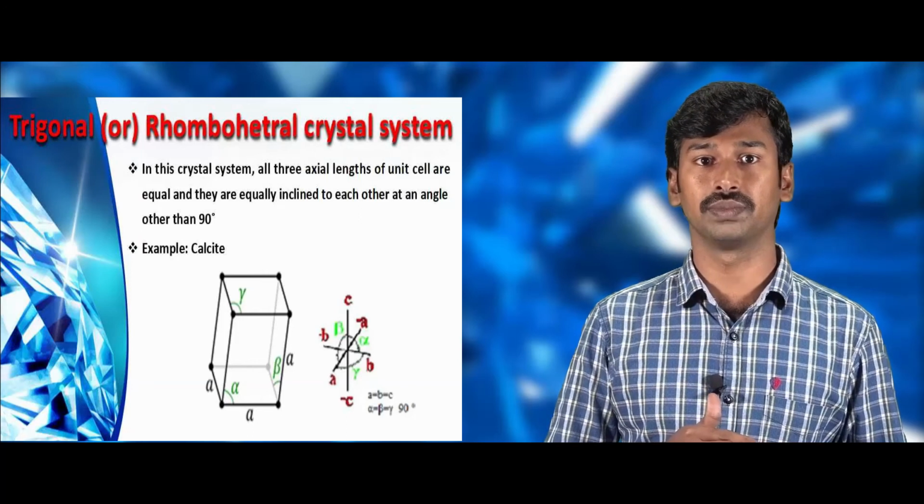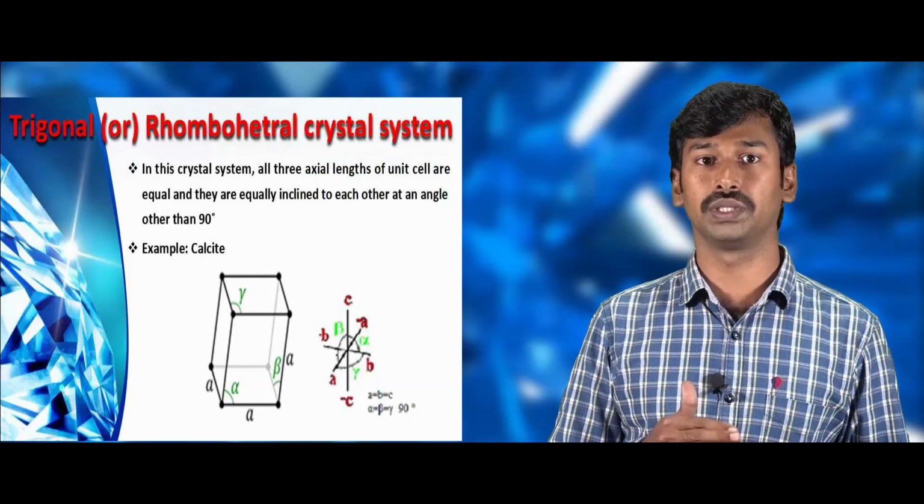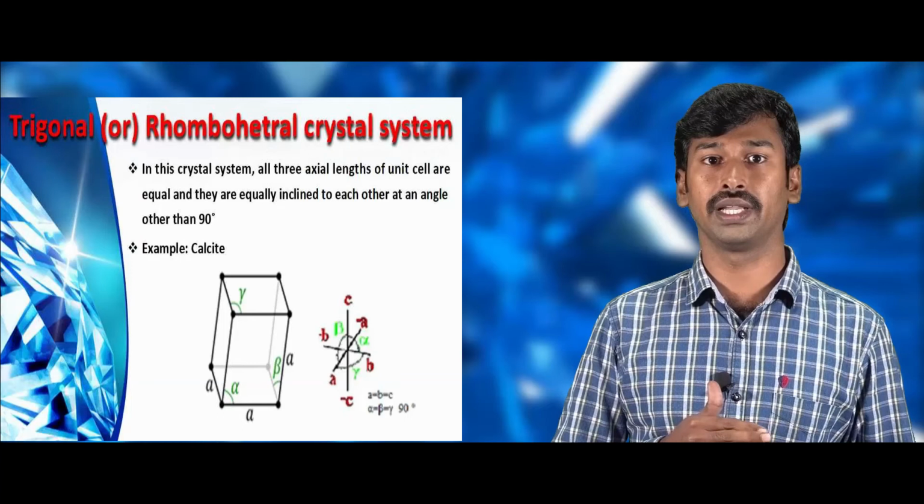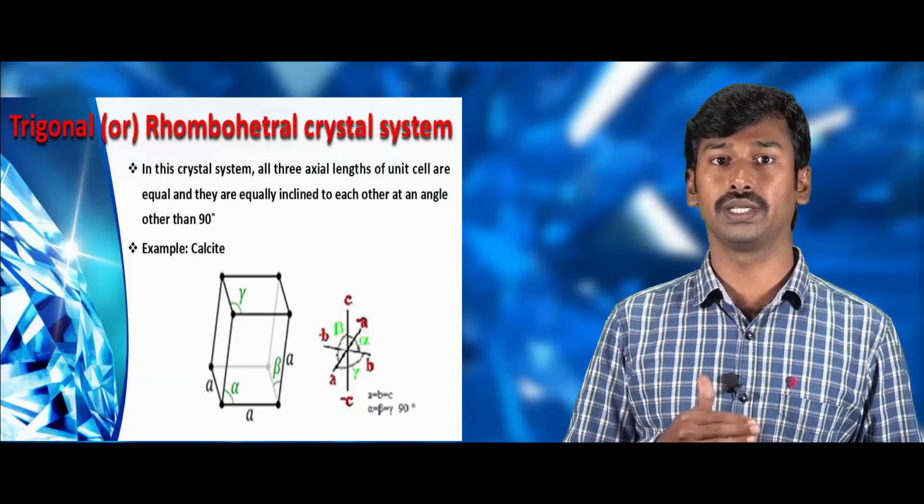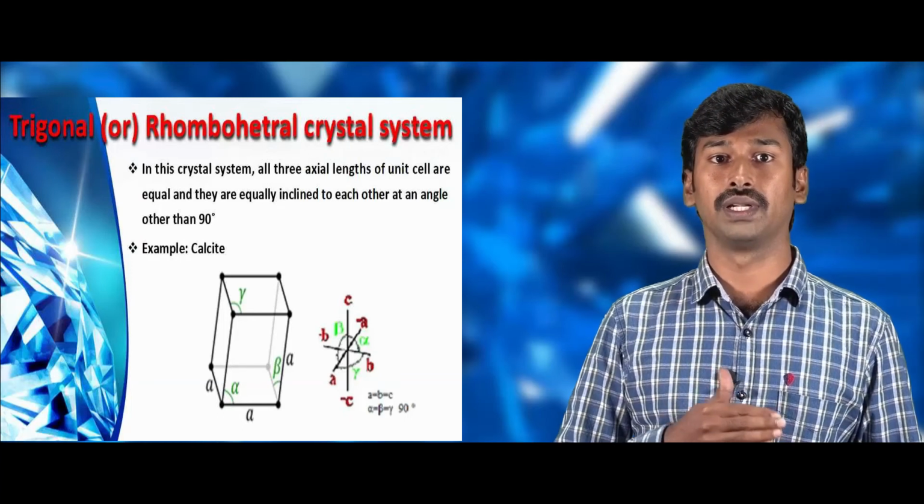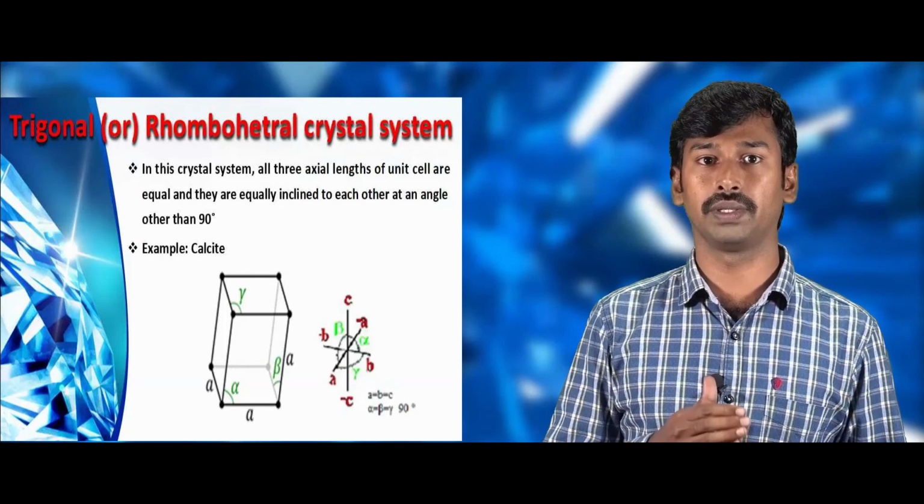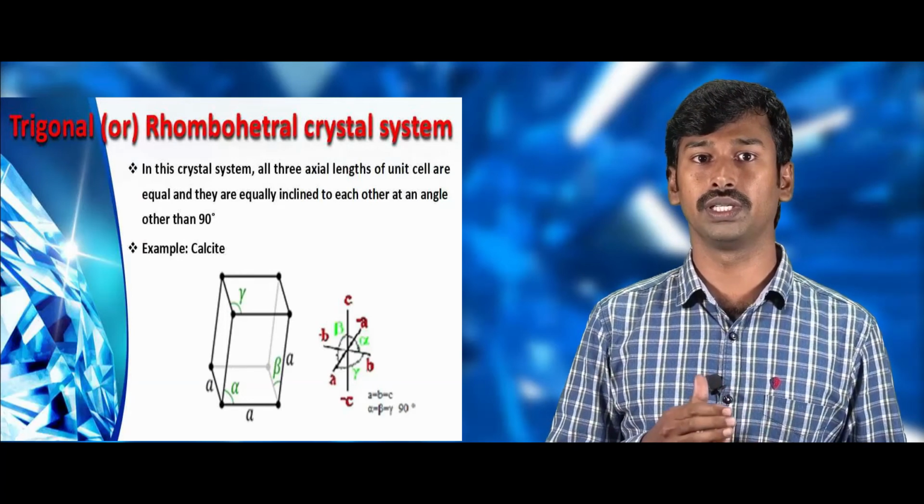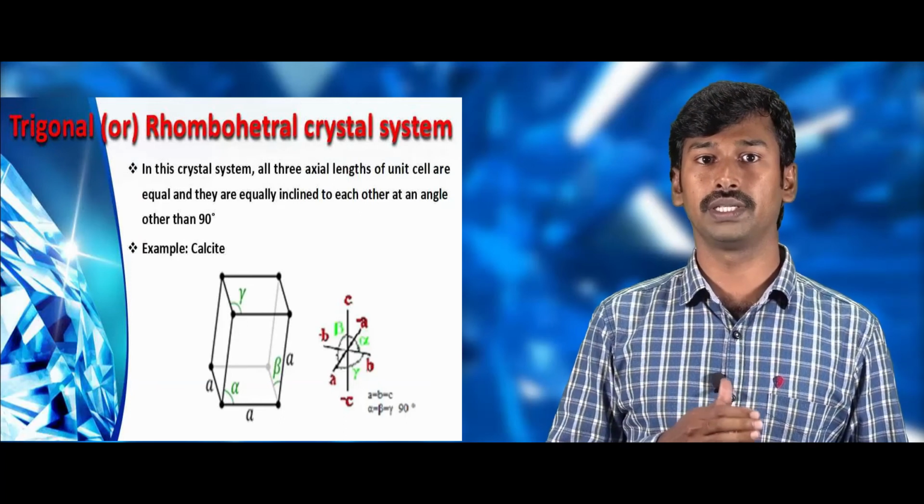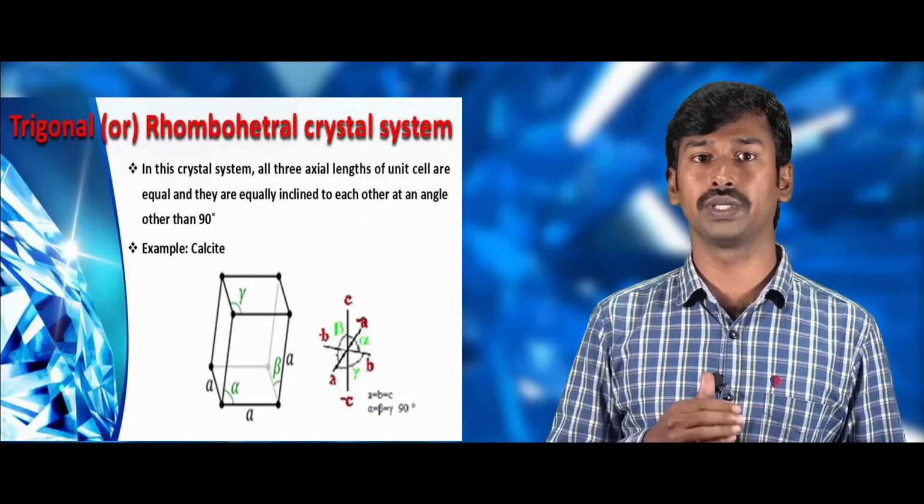In this crystal system, all three axial lengths of the unit cell are equal and they are inclined equally at an angle other than 90 degrees. Example: calcite. The figure shows the rhombohedral crystal system where the lattice parameter a is equal to b, b is equal to c, and alpha is equal to beta, beta is equal to gamma which is not equal to 90 degrees.